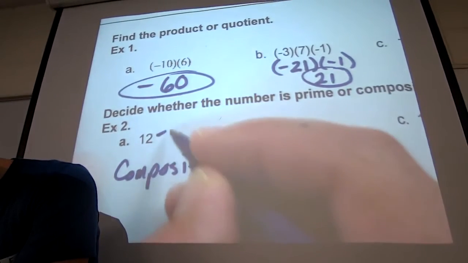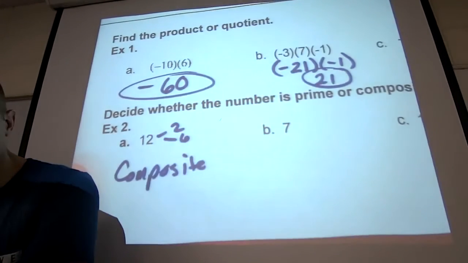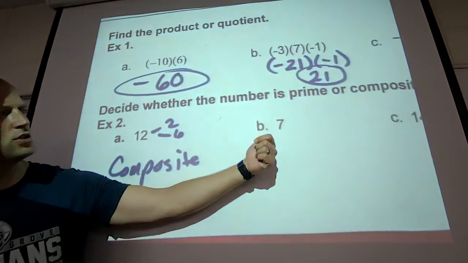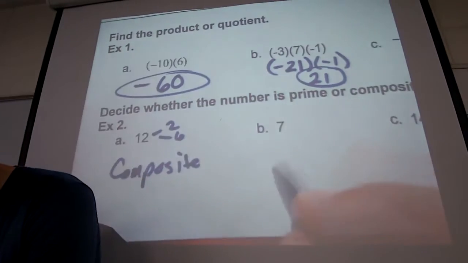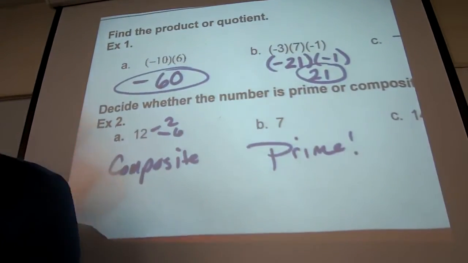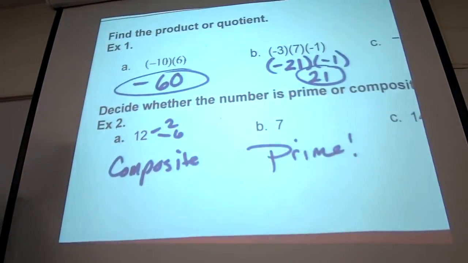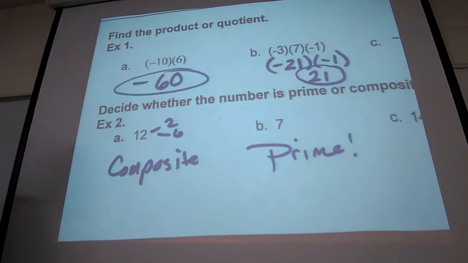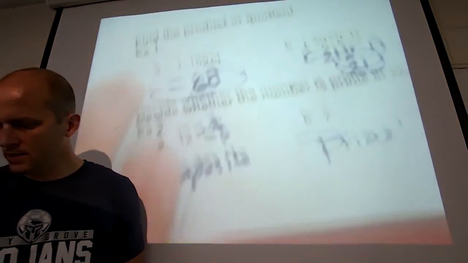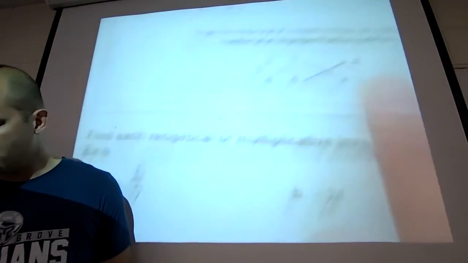And I could divide that by 2 and I would get 6. I could do 3 and get 4 or anything like that. And then we just went through all the prime numbers. We know that guy is prime. 7 is only divisible by 1 and itself. Y'all have any questions? Moving on then. You guys are doing great.